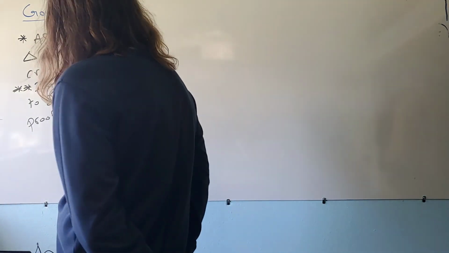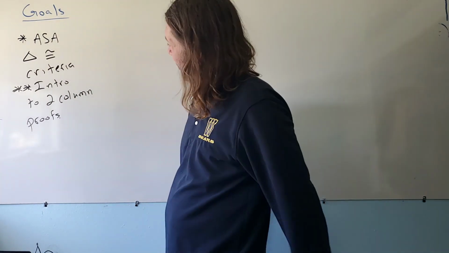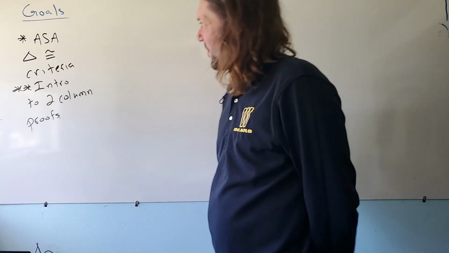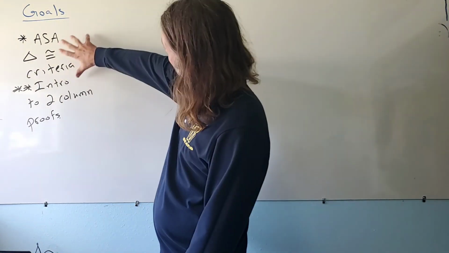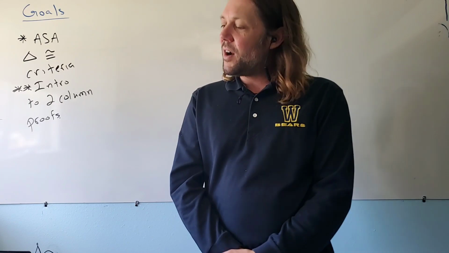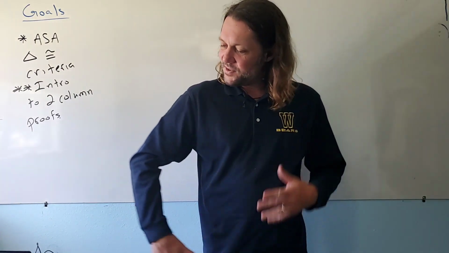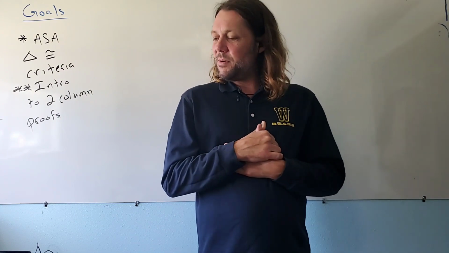Back to the goals. We are going to talk about something called ASA triangle congruence criteria, and we're also going to have an introduction into 2-column proofs. So let's just jump right into the ASA. It's actually a simpler concept than what we did yesterday. So let me just remind you a couple things about what we did yesterday.